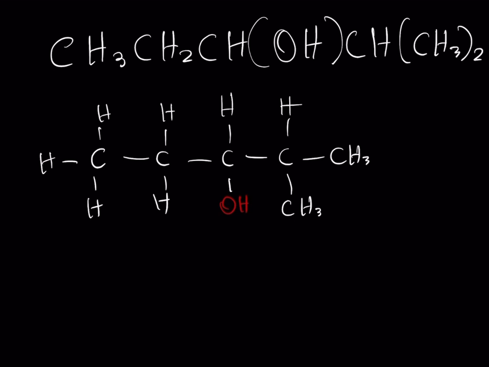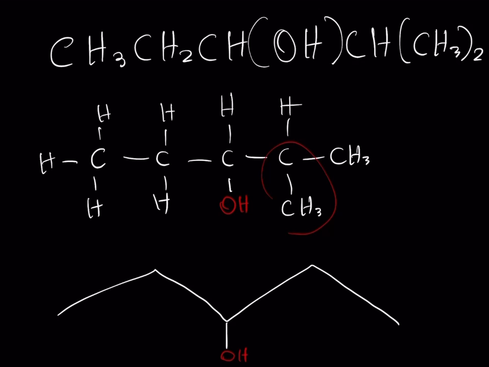Now, how are we going to draw the bond line? We have 1, 2, 3, 4, 5 carbons in the main chain. So it would look like a McDonald's sign. And then in the middle we have an OH, on the third carbon. This carbon, second to last one, is going to have a methyl on it.